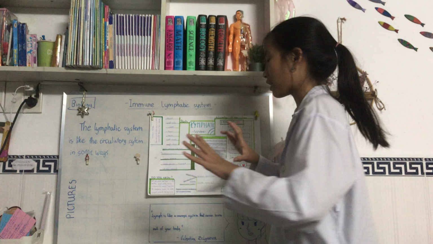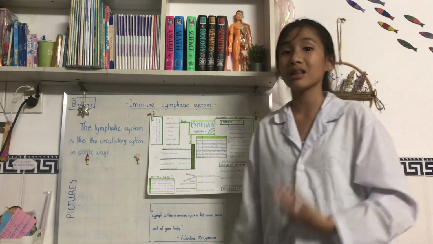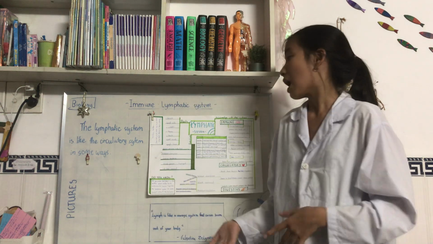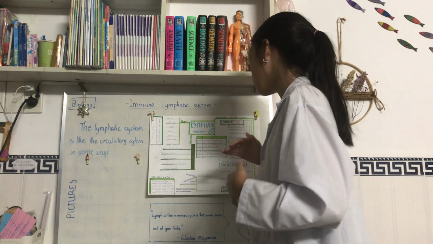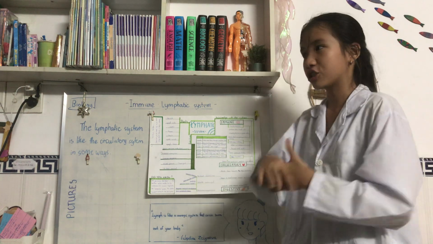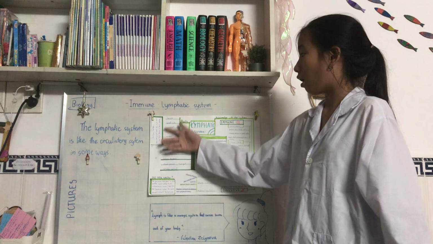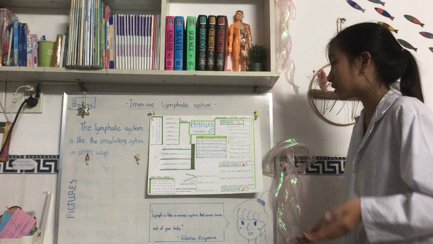Then we have the lymph vessels. The lymph vessels basically are the vessels that carry the lymph, just like the blood vessels. The lymph tissue is the tissue where the lymph is, basically. Those are all the parts of the lymphatic system.